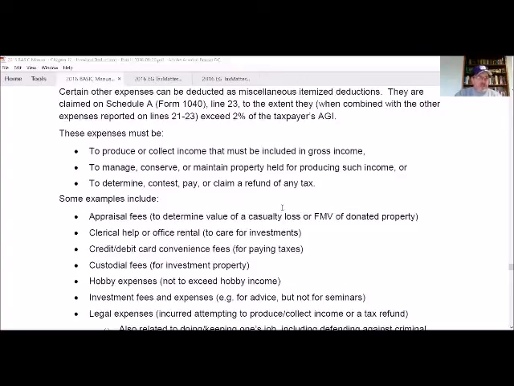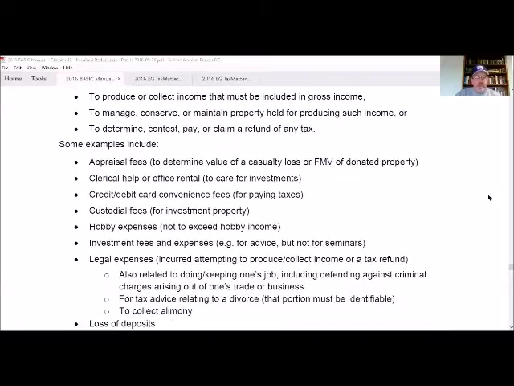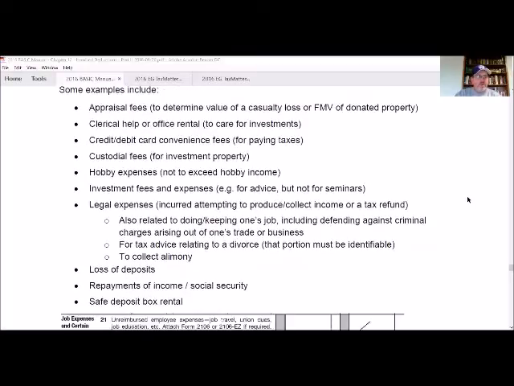Things that are subject on this line and can go in this category are things that you use to produce or collect income, to manage or conserve property held for producing income, and determine, contest, pay, or claim any tax refund. Again, you see most of these relate to income that is on the tax return. Okay. Best example here is legal expenses.